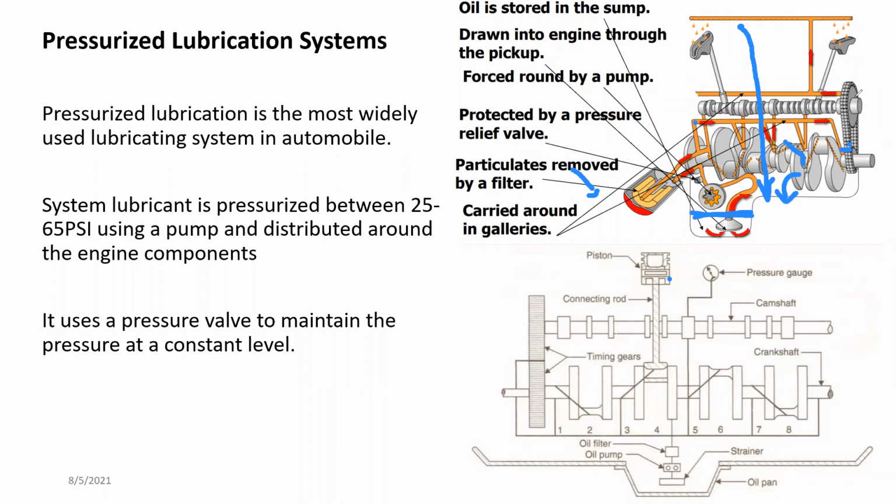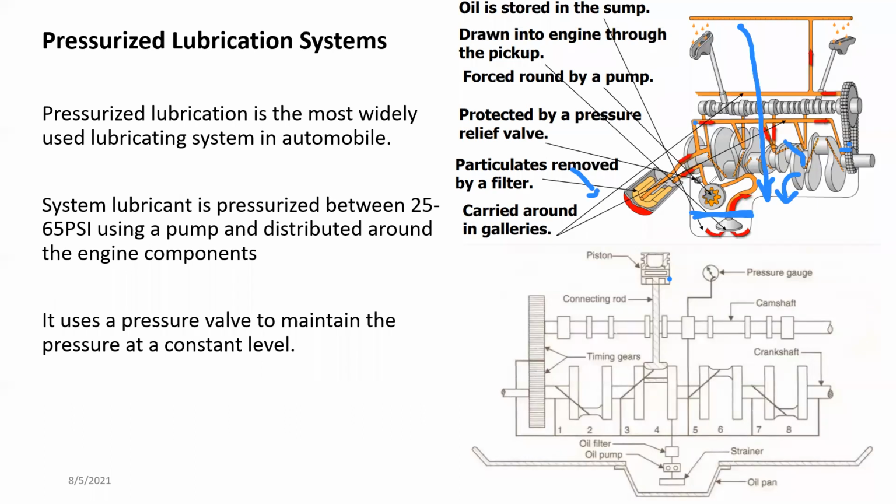In addition to that, there will be a pressure valve, which is actually shown here. The system is protected by a pressure relief valve. This pressure relief valve is a small spring-loaded valve built in with the gear or the oil pump itself. As you know, the engine operates at different RPM. When the RPM increases, that will automatically increase the lubricant pressure of the system.